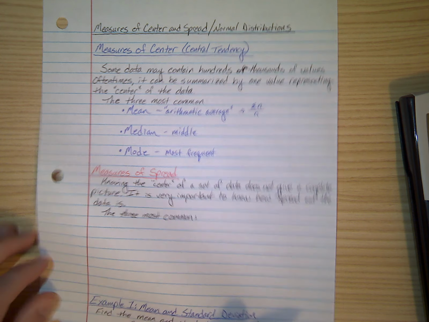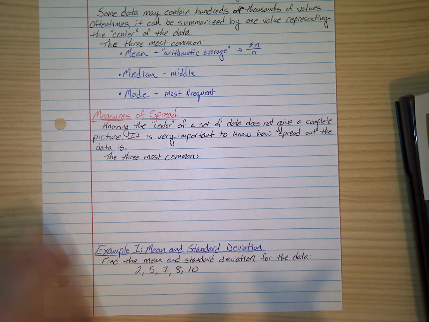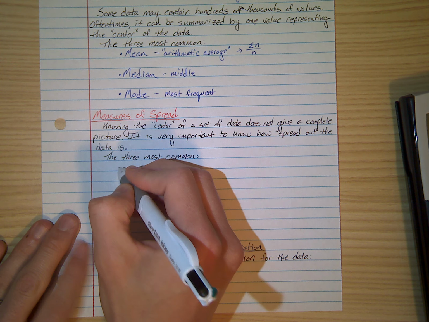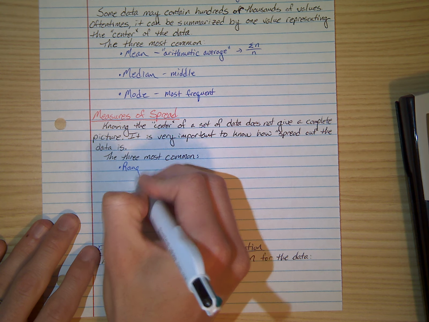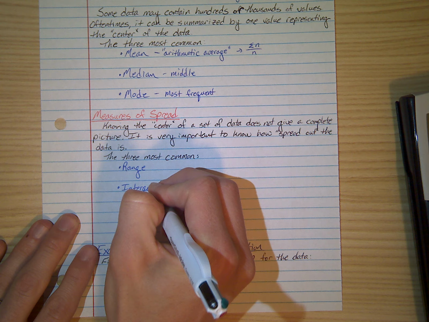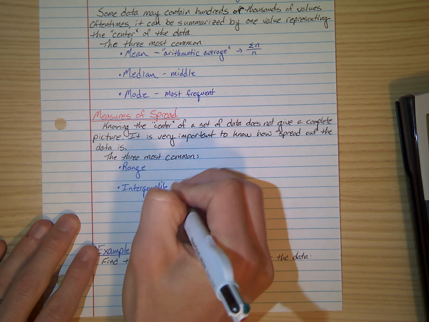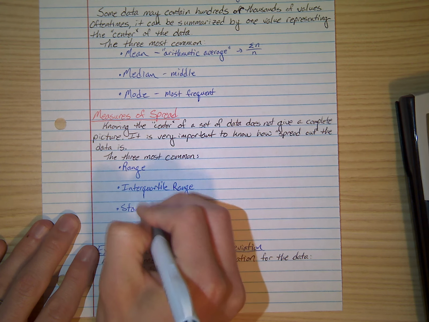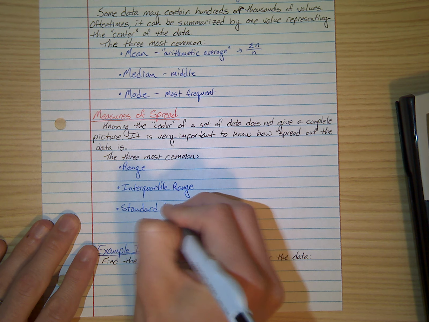Okay. But just knowing where the center of the data is isn't enough. We also need to know how spread out the data is. Okay, and so there are some ways to measure the spread of the data. The three most common for this one are the range, the interquartile range, and the standard deviation.